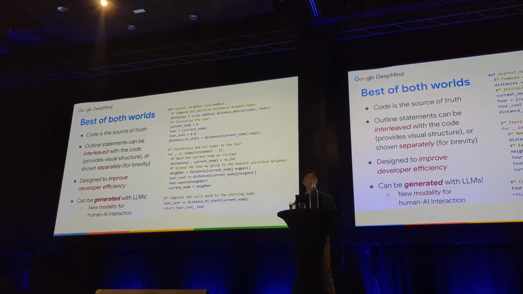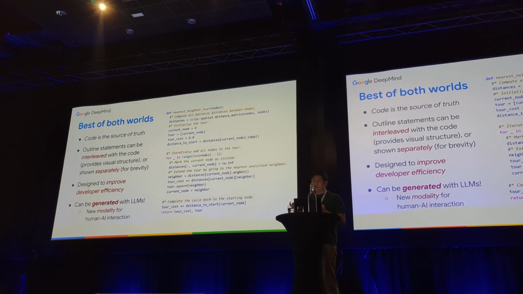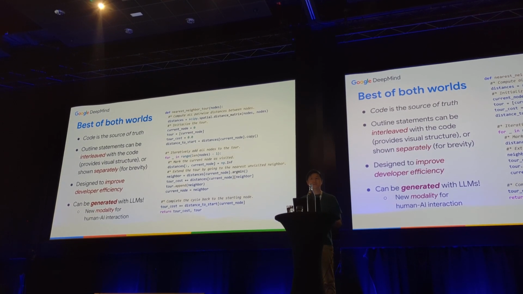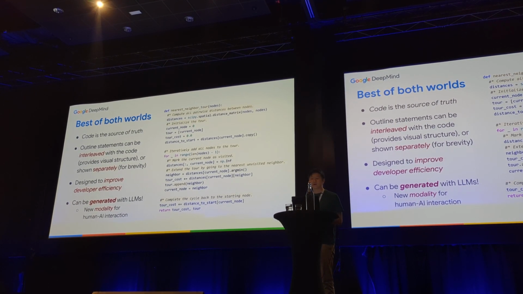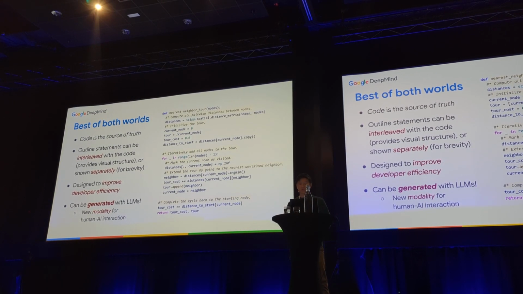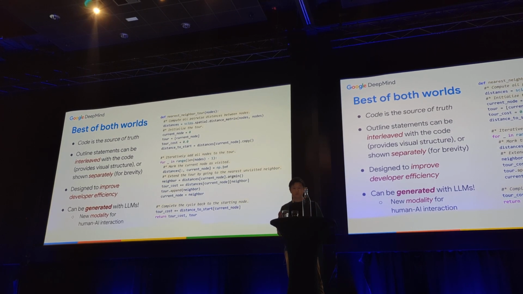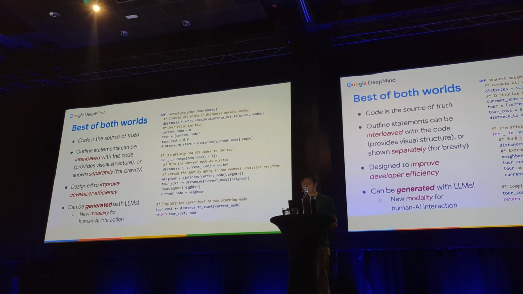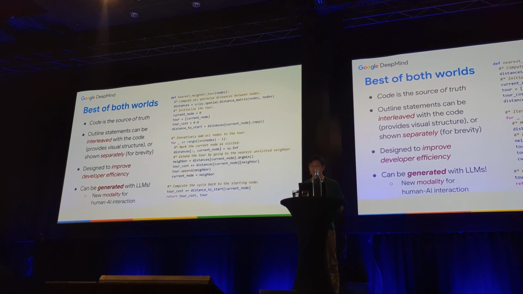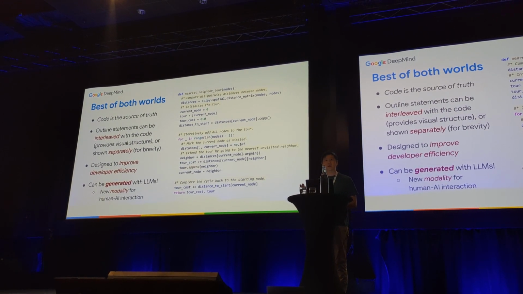So maybe the best of both worlds would be to put the NL outline into the code. And now the outline helps to organize and explain the code, and the code is still visible as the source of truth. NL outlines can be interleaved with the code like this, or they can be shown separately, like on the previous slide. But either way, they're designed to improve developer efficiency. And most importantly, NL outlines can be generated with LLMs, and therefore we can use them as a new modality for human-AI interaction.